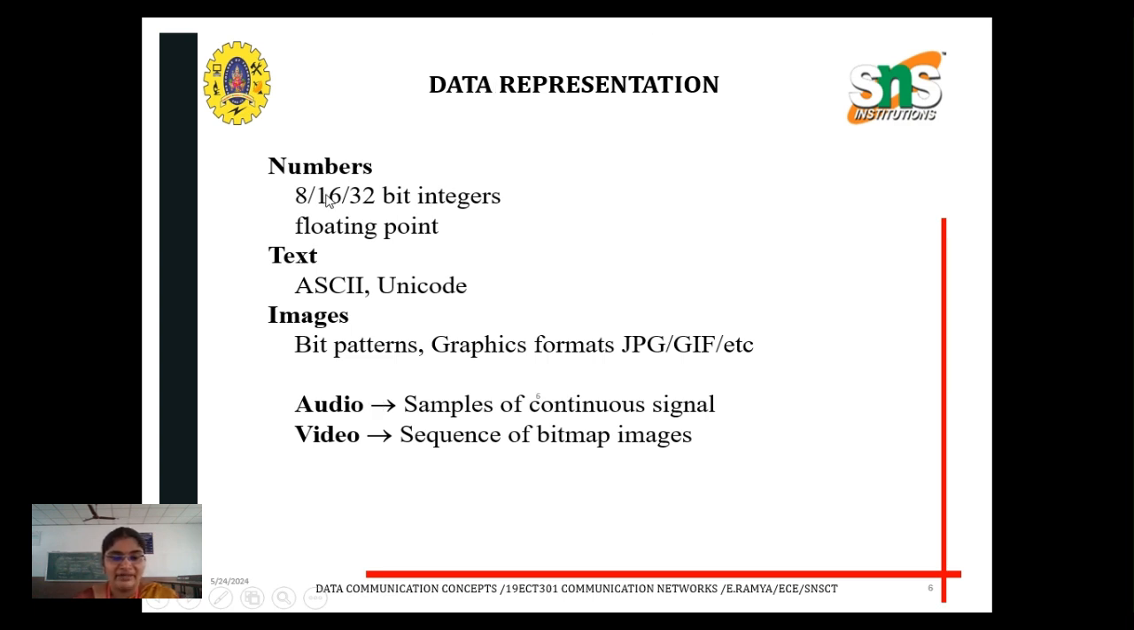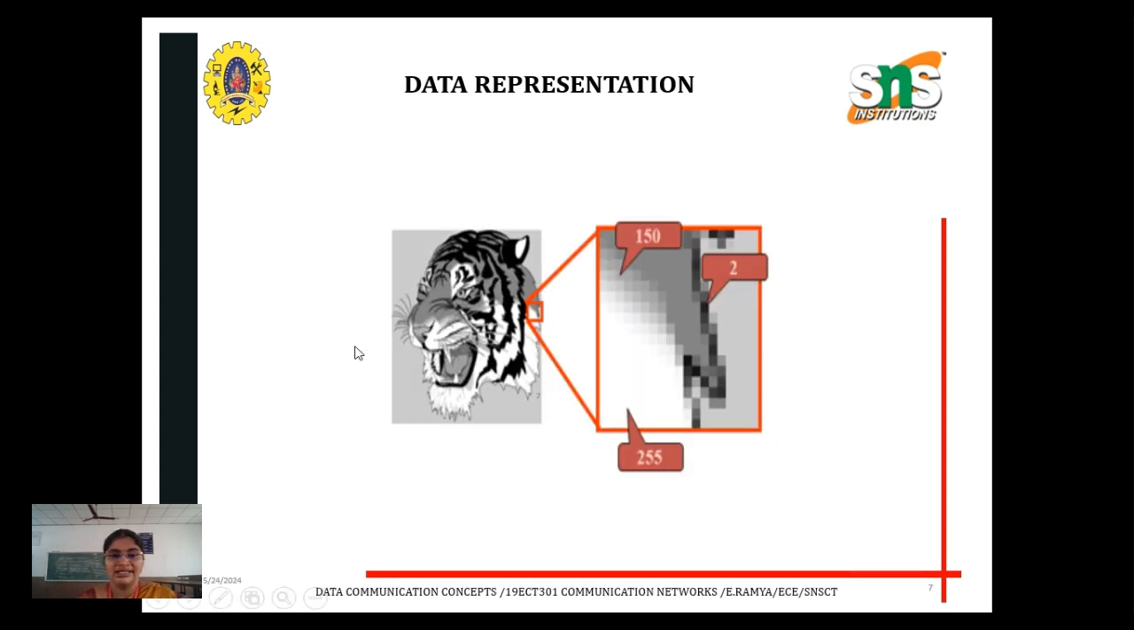What is meant by number? We have 16-bit, 8-bit, 32-bit integers. Next, text is in Unicode or ASCII format. Image is represented as bit patterns, in graphic formats such as JPG, graphical interchange format. Audio is samples of a continuous signal. A sequence of bitmap images is called video. You have to know the real meaning of audio and video. Next, how is data represented? Data is represented in the form of pixels.